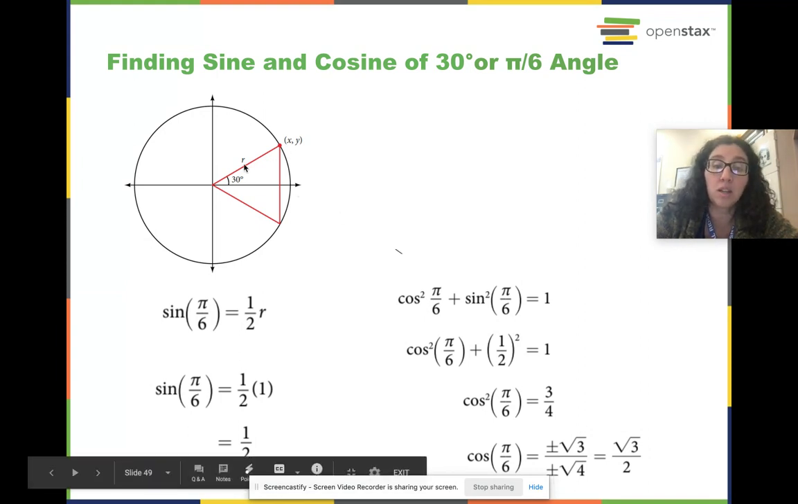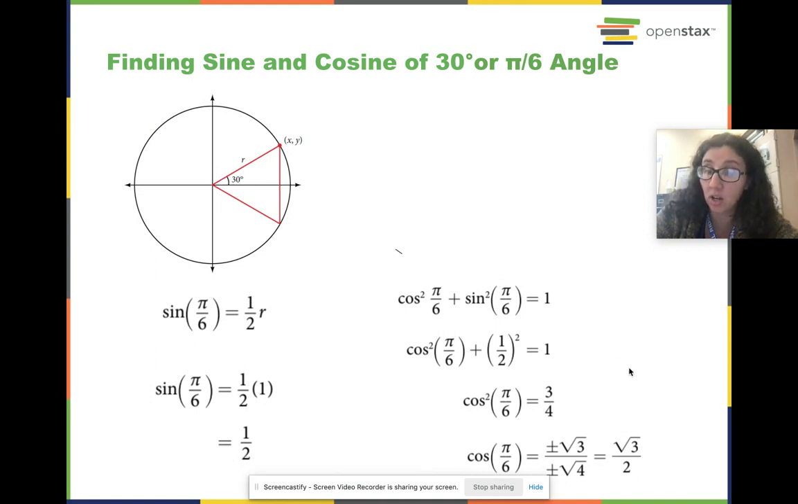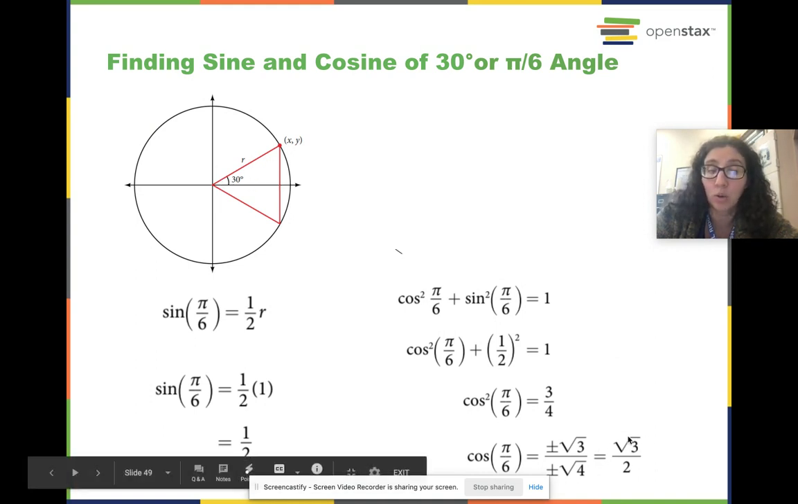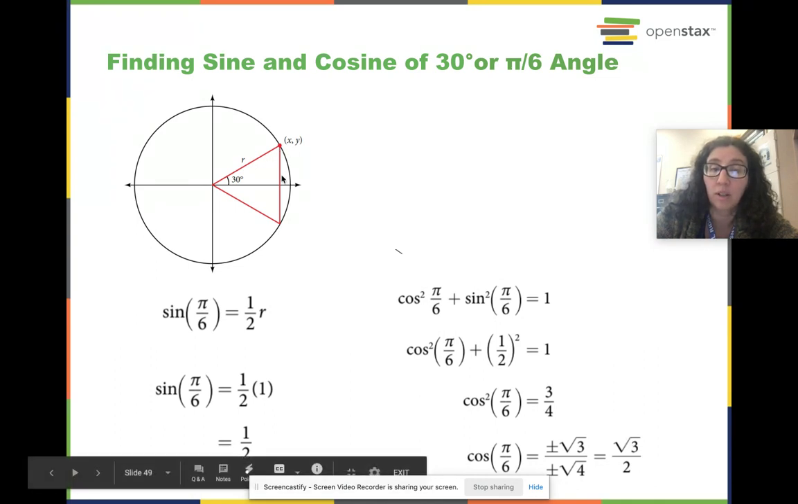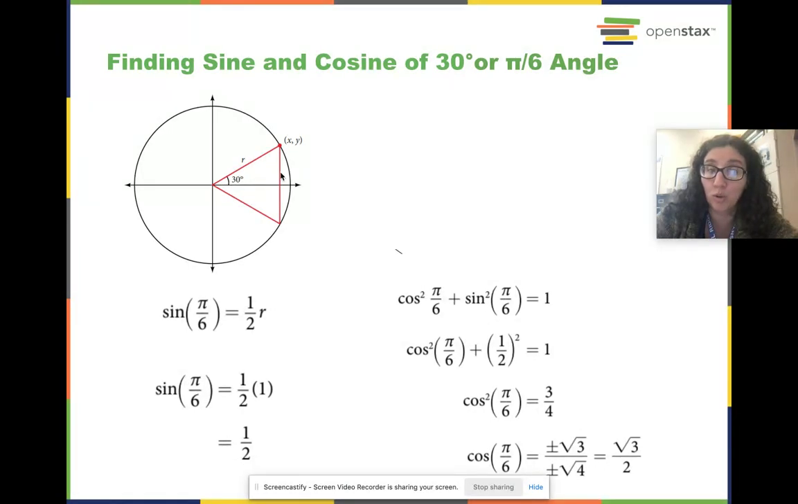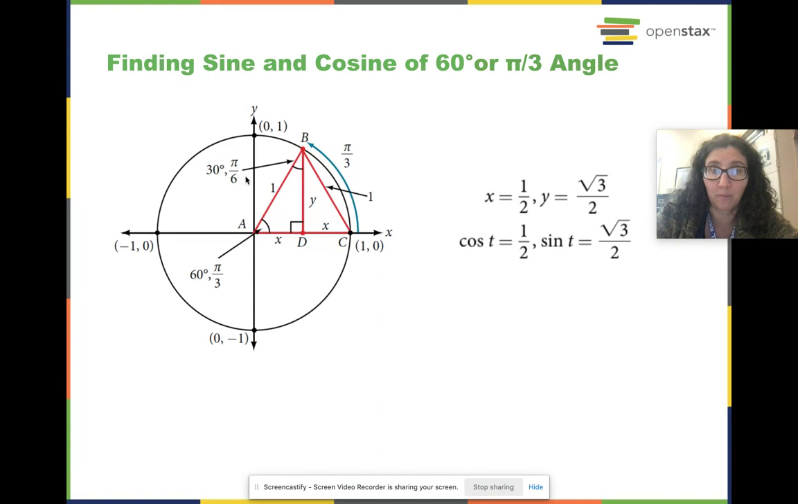And tell me, is this x value positive or negative? It's positive, right? Since it's along the positive x direction. So we take the positive value. So sine of pi/6 is 1/2. This is 1/2. This is pi/6. Or this is square root of 3 over 2. Cool. So we found the sine and the cosine of this angle, 30 degrees. That's our second special angle.